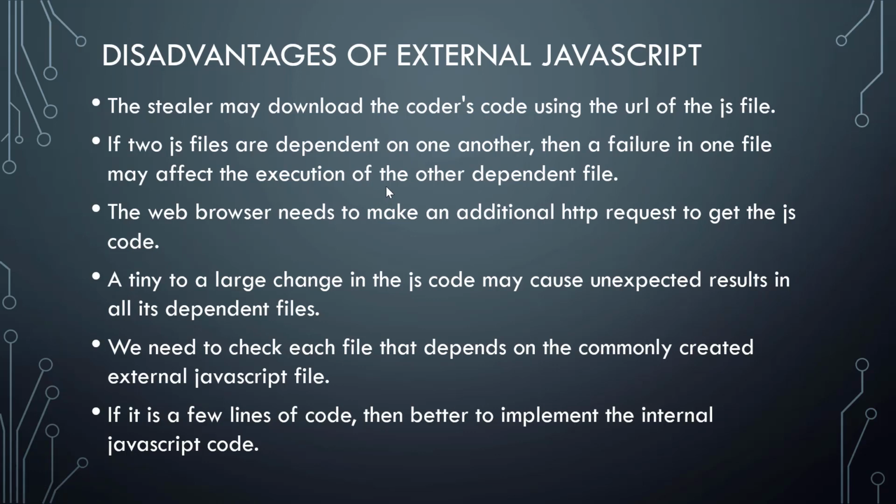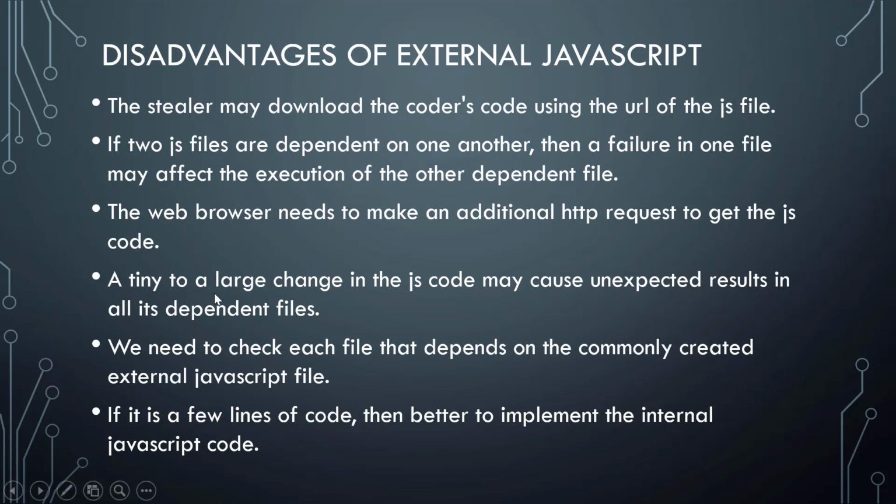Sometimes I have something like calculating a result. Okay, I wrote a calc.js file, and to display the result I have another JS file called display.js. So when there is a problem in calc.js, the calculation file, then when I'm displaying the result with display.js, definitely there is an issue. So when there is a dependency between two files, there is a problem. The web browser also needs to make an additional HTTP request to get the JS code. So it has to bring the code from the external JS, right? It has to make one more request. Definitely it may be a burden.